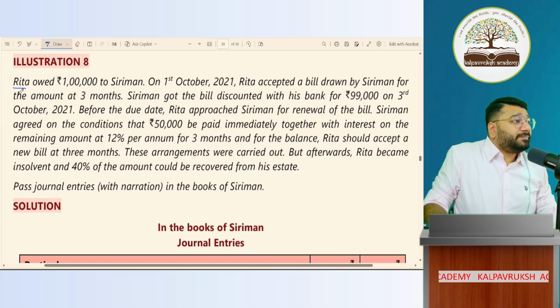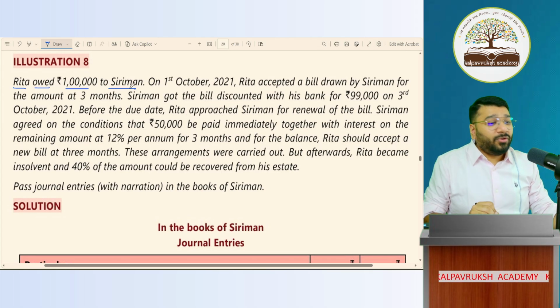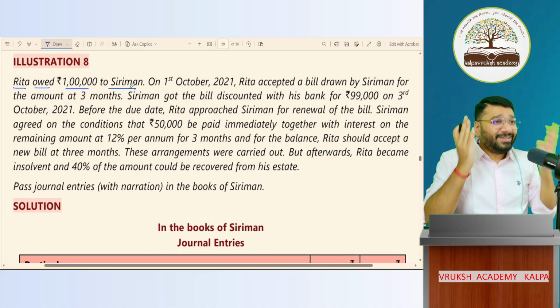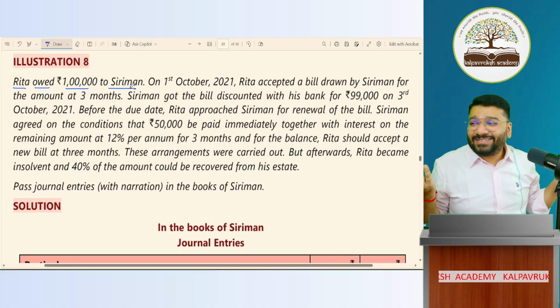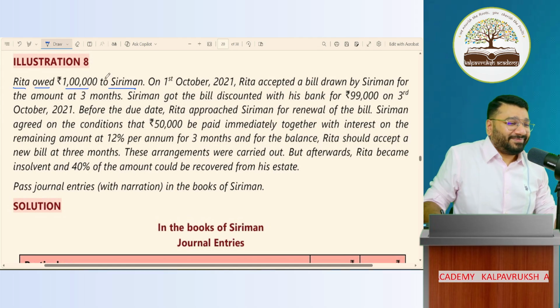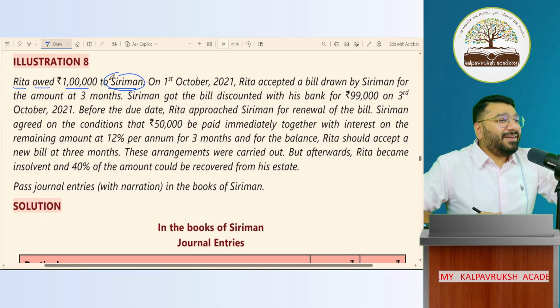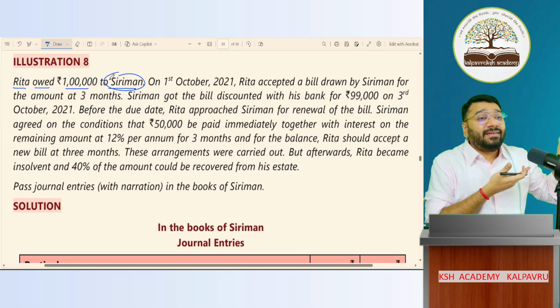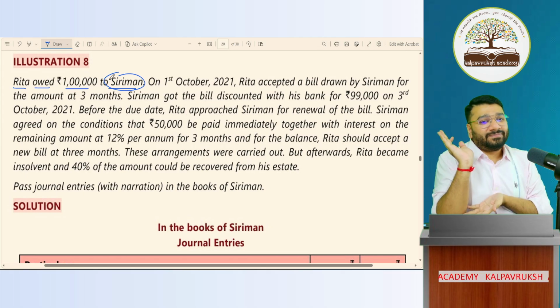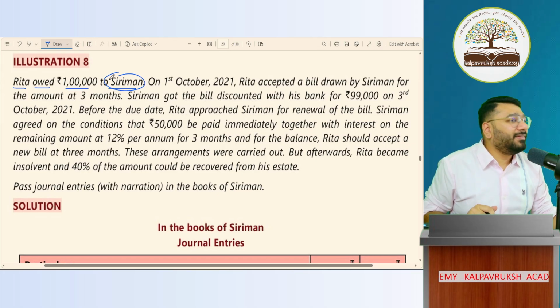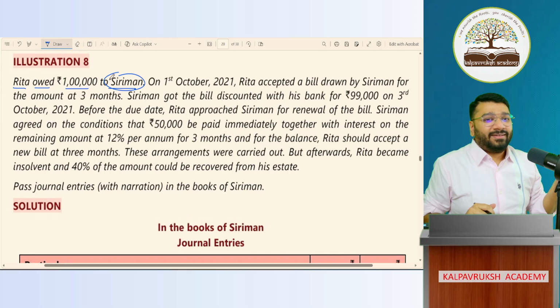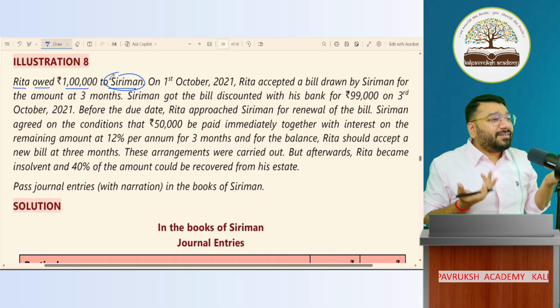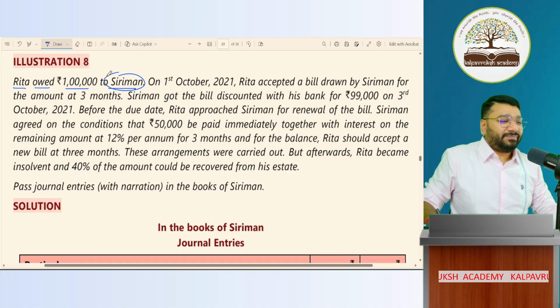Rita owed 1 lakh to Simran. No, Siriman. It's not Simran. Siriman. I don't know whether to laugh or cry. Siri, Apple Siri. With respect, if you call Siriman, okay. Shaktiman. Siriman.